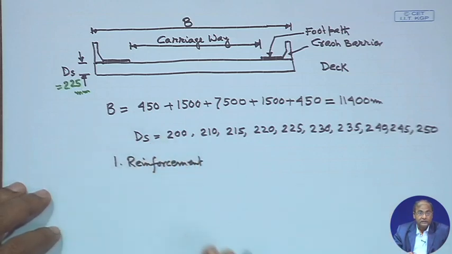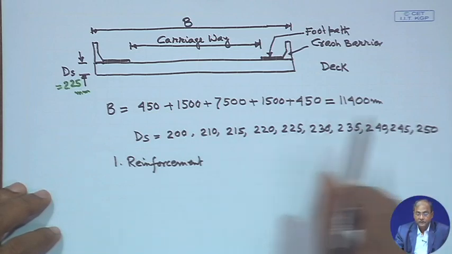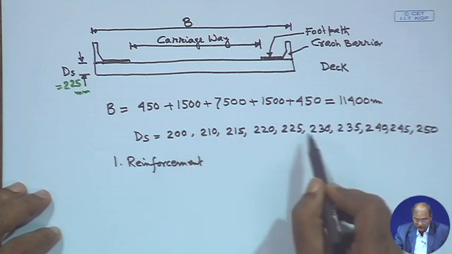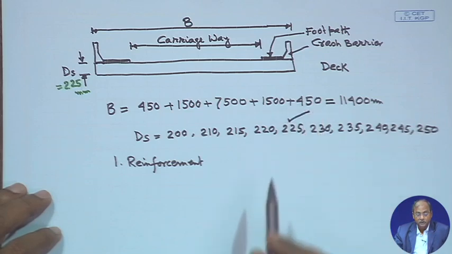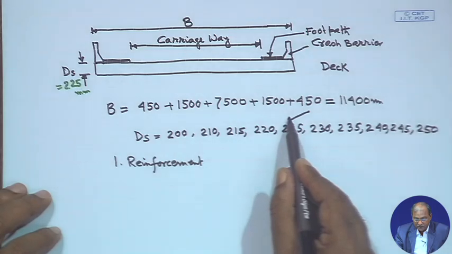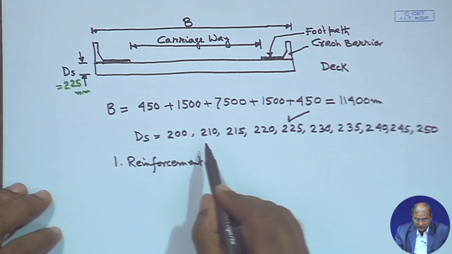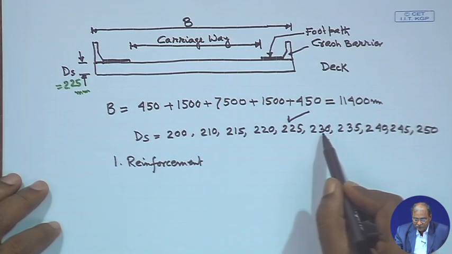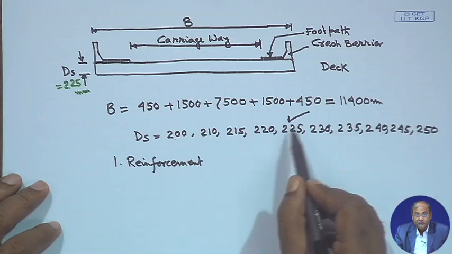Our objective is that we shall make it such a way that the depth will be within this range. If it is at all required, we shall go to 250, but otherwise we shall prefer that range. 225 is a very, very common one. You can find 215 also. But the designer, I would like to say, prefers something in multiples of 25, not 230 or 235. I do not prefer that.